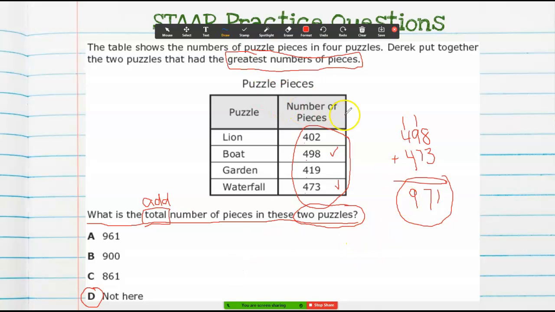Okay, so make sure, because it's not just going to tell you sometimes which numbers to add. You need to look for those keywords, greatest number of pieces. Don't just assume because there's 4 numbers in this question that you're going to add all 4 numbers. Okay? It tells you to add, but it tells you to add 2 puzzles, not 4.